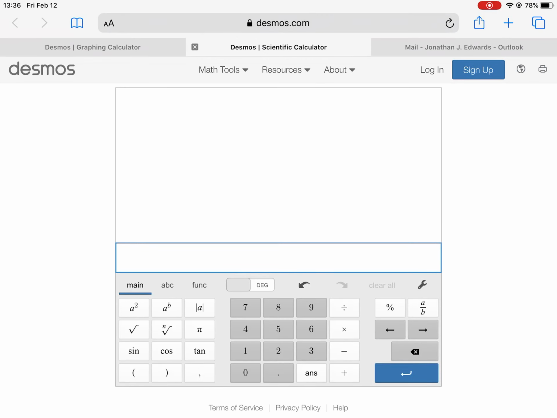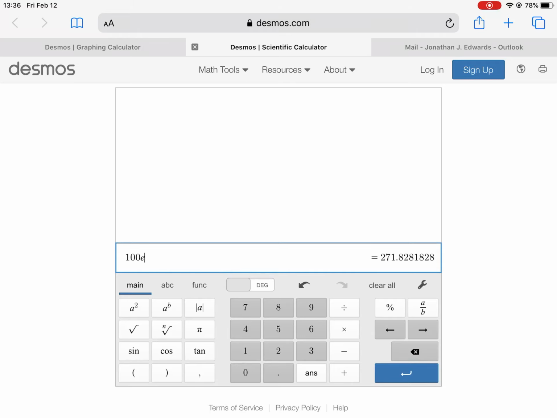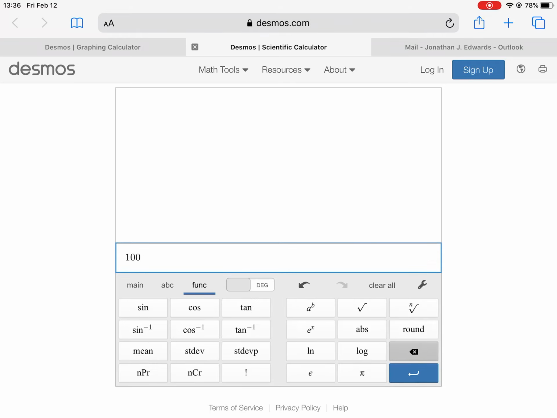So I'm going to go back to my main section, 100. Now I'm going to use e. Notice I could do this e and then do something over here with to the power of. So you can do it that way, or you can use the e to the power of x and it automatically gives you that. So once again, if you look over here where there's this log and then ln, and then above the ln is e to the power of x. So I'm going to use that.